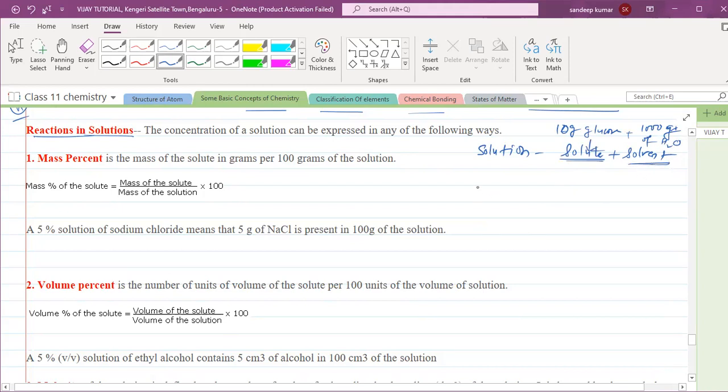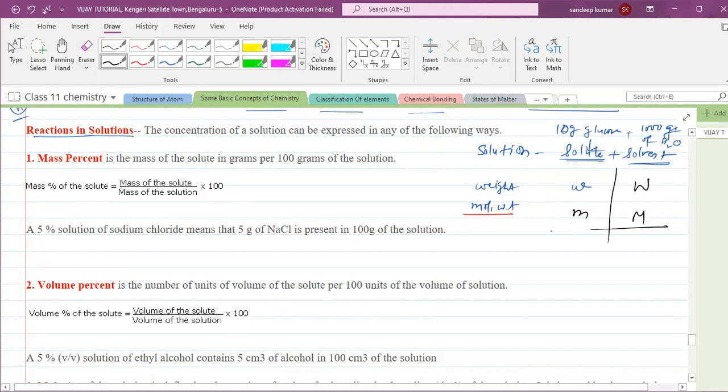So I'm using some sign conventions here. Weight of solute I'm using a small w, and for the solvent a capital W. Molecular weight of the solute I'm using a small m, and weight as small w. Weight of solute is a small w and molecular weight is a small m, and for the solvent the weight is capital W and molecular weight is capital M.